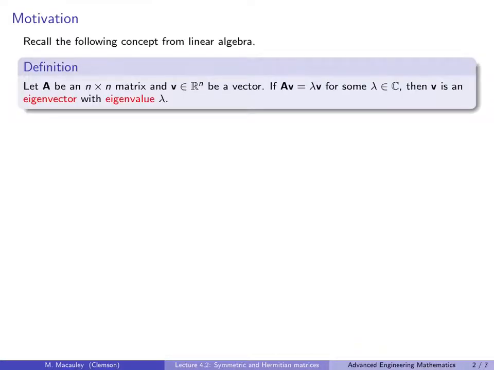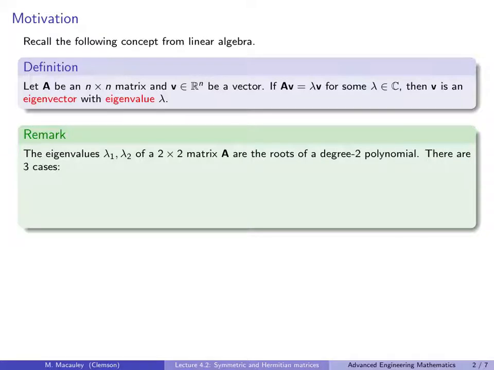Recall the following concept from linear algebra. Let A be an n by n matrix and V a length n vector. If AV equals lambda V for some constant lambda, then we say that V is an eigenvector with eigenvalue lambda.